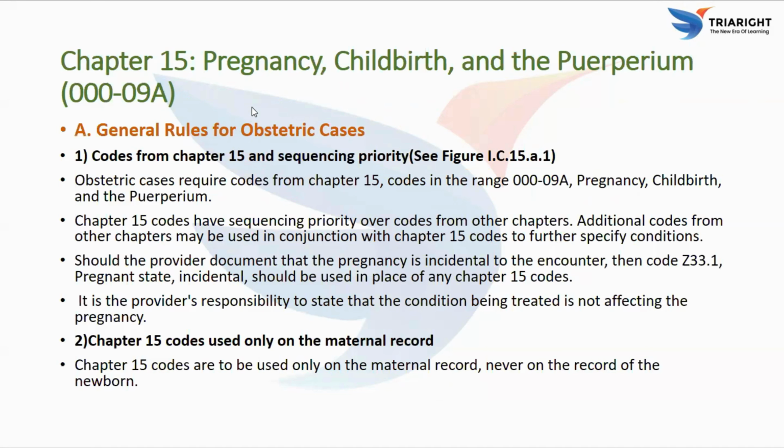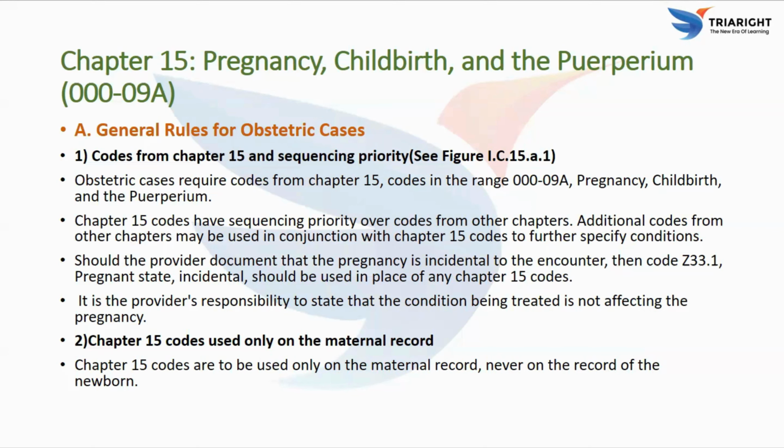So, general rules for obstetric coding. What is the first code line? Codes from chapter 15 and sequencing priority. When a patient is pregnant and comes for medical care, you must use codes from chapter 15, that is the O00-O9A code series, to show that the condition is related to pregnancy.